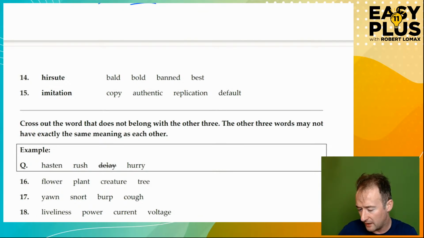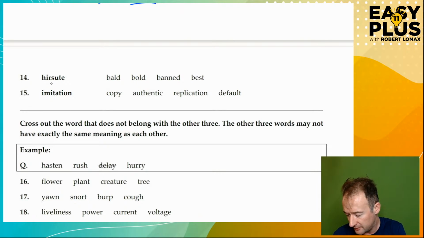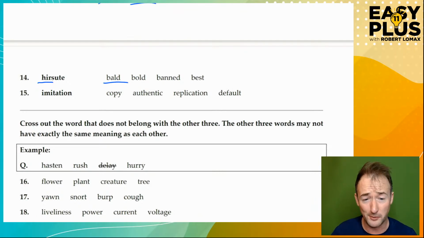Bald, bold, band, best. Okay, so the best you're likely to be able to do here is, if you notice going through these, that this has to do with hair, and hirsute sounds a little bit like hair without an A. And that might give you a little bit of a clue that it means hairy and is the opposite of bald. But to be honest, if you don't know what the word means, this is one where you might largely be guessing. Sometimes that happens, my friends.